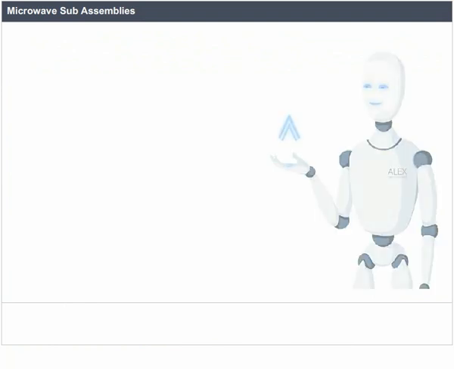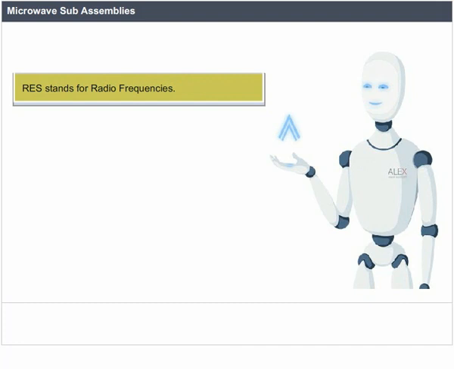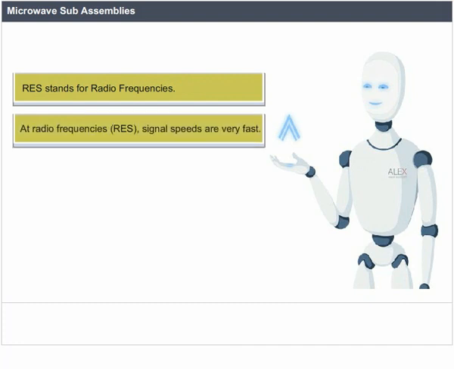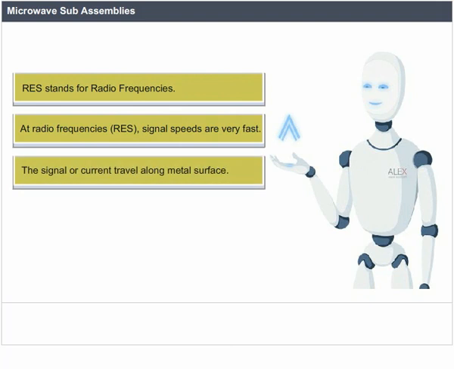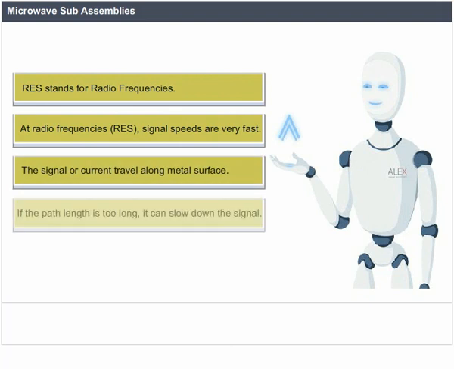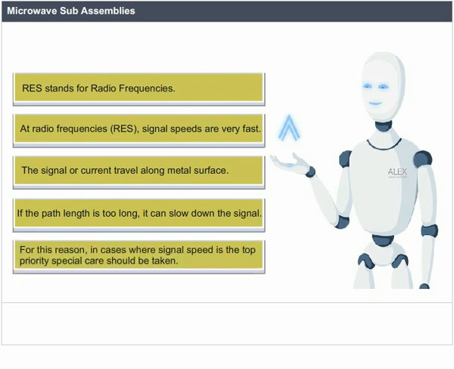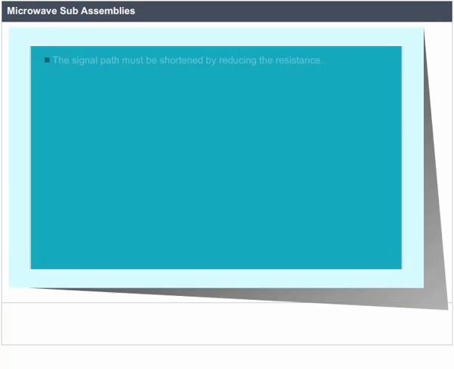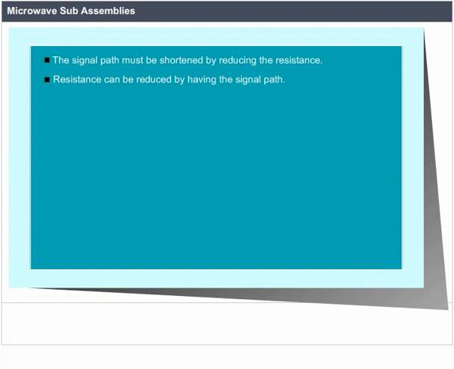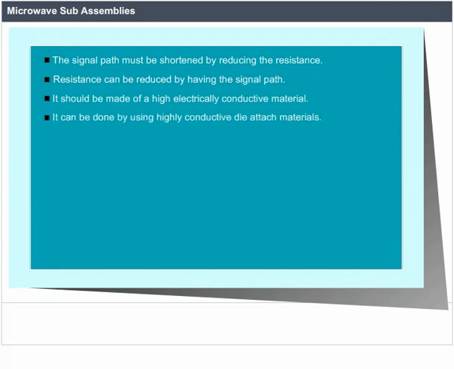RF stands for radio frequencies. At radio frequencies, signal speeds are very fast. The signal or current travels along the metal surface. If the path length is too long, it can slow down the signal. For this reason, in cases where signal speed is the top priority, special care should be taken. The signal path must be shortened and its resistance reduced. Resistance can be reduced by making the signal path of a highly electrically conductive material, by using highly conductive die attach materials, and by shortening the length of the paths as much as possible.